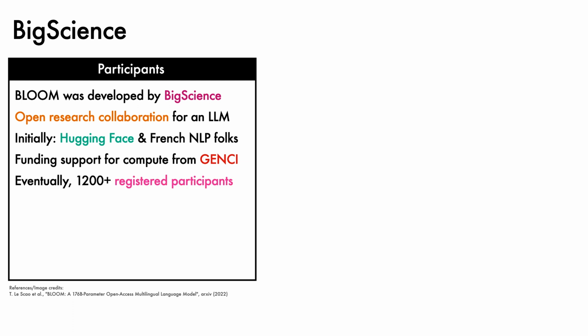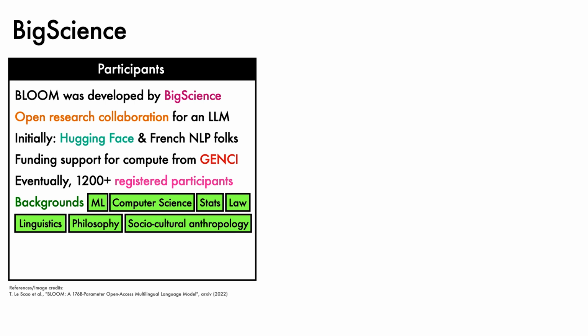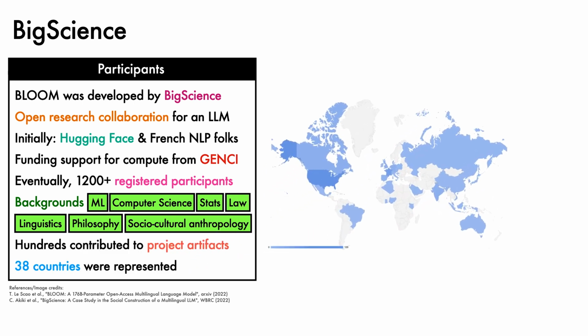In the end, the project grew to include over 1,200 registered participants. These included individuals with backgrounds in machine learning and computer science, but also in stats, law, linguistics, philosophy, and sociocultural anthropology, among other domains. Ultimately, hundreds of researchers contributed to project artifacts, with a total of 38 countries represented. The largest number of participants came from the US, but there was coverage of other geographic regions too.